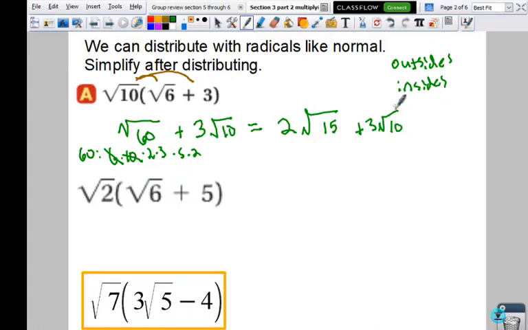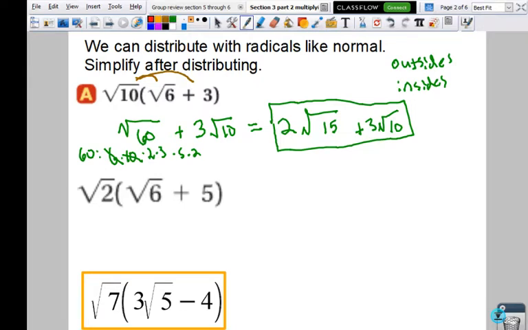10 is 5 times 2, but does anything get kicked out if I have a 5 and a 2? No. So, can I add these together? No. We're done. This is my final answer. Since we multiplied them, let's just leave our answer like this. And that's fine. We'll do the next one.